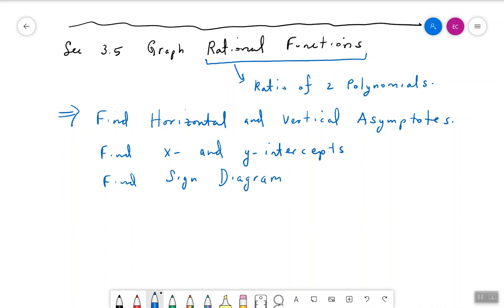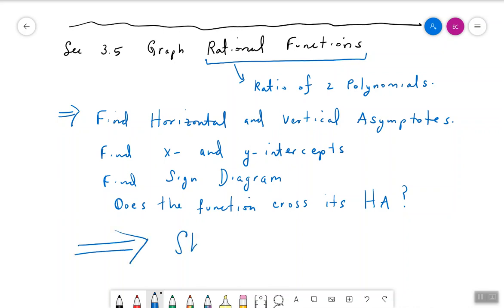There was one other little detail we needed to know. Does the function cross its horizontal asymptote? Or if the function has an oblique asymptote, does it cross that? And so we solved an equation in order to figure that out. And then we can put all of that together to sketch the graph.